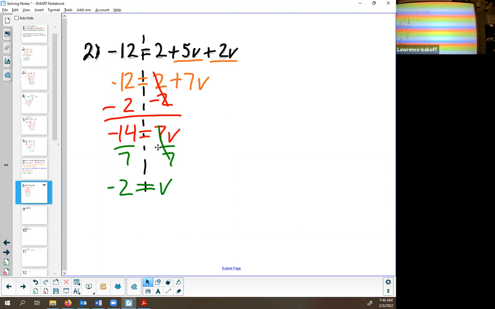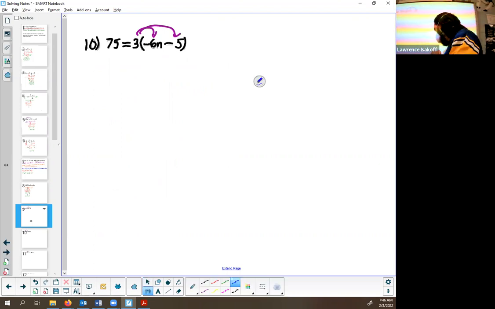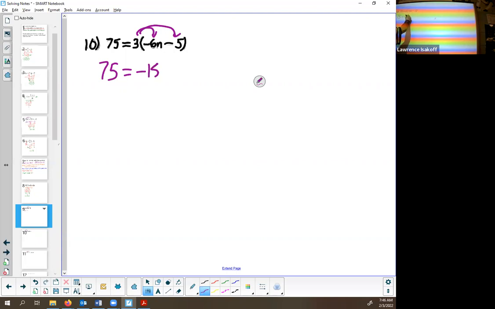We are ready. Here with this, what does it look like our first step should be? 75 is equal to 3 times negative 6 minus 5. Yep, so we got our distribution happening. 75 is equal to 3 times negative 6, negative 18, 3 times negative 5, negative 15.